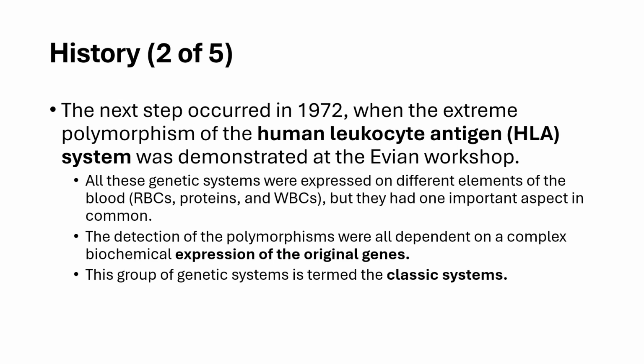The next step in genetic testing: in 1972, the Evian workshop demonstrated the extreme polymorphism of the human leukocyte antigen, or HLA, system. The genetic systems studied red blood cells, proteins, and white blood cells, and they shared the reliance on biochemical expression of genes. These are collectively known as the classic genetic systems.